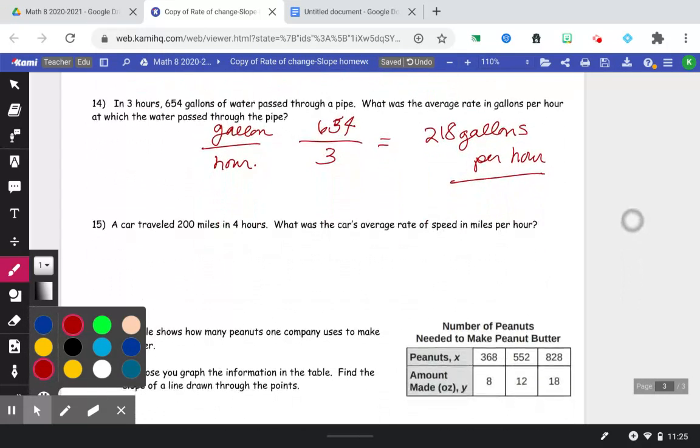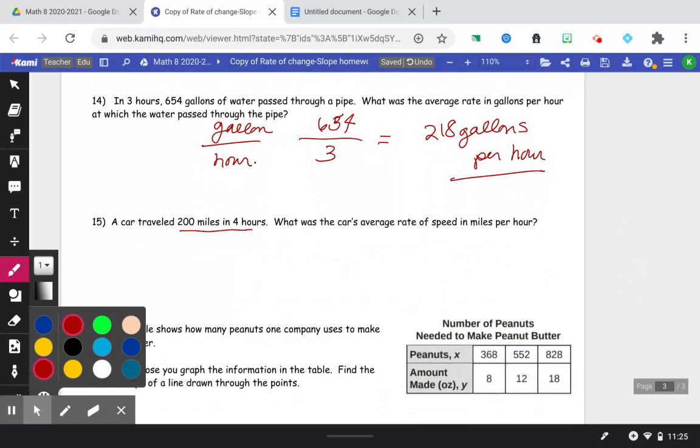Okay. A car traveled 200 miles in 4 hours, what was the car's average rate of speed, miles per hour? So I'm going to think 200 miles for every 4 hours. If I want it per hour, I can just divide it. So that average rate is 50 miles per hour.